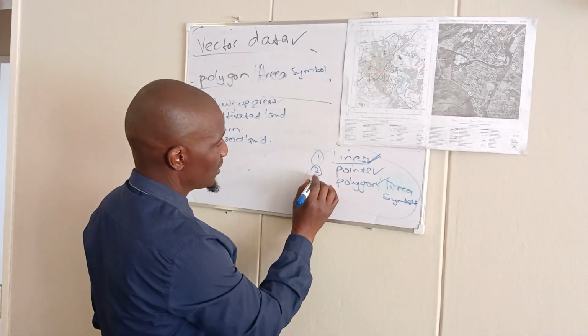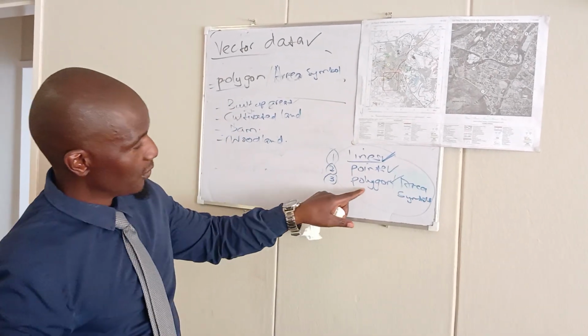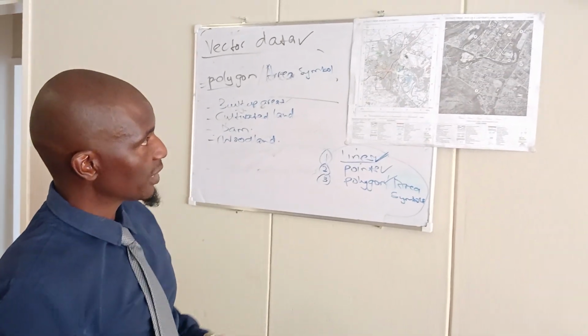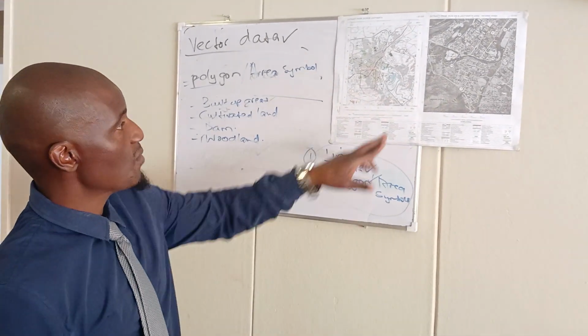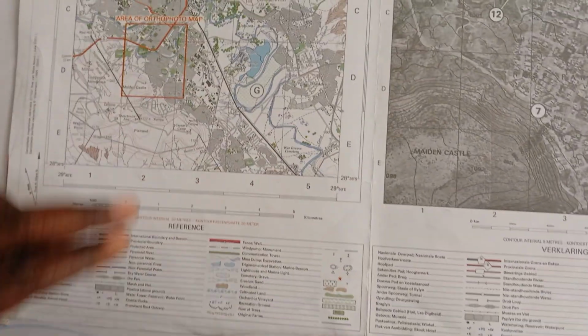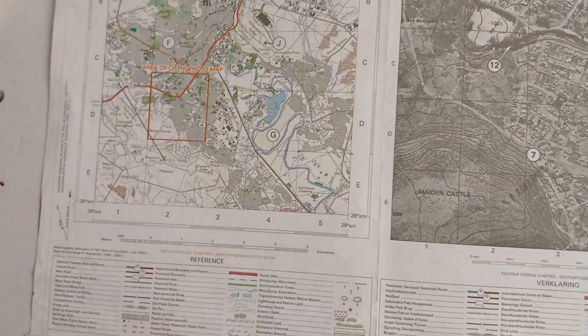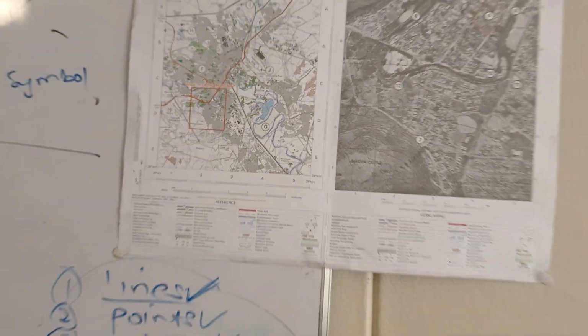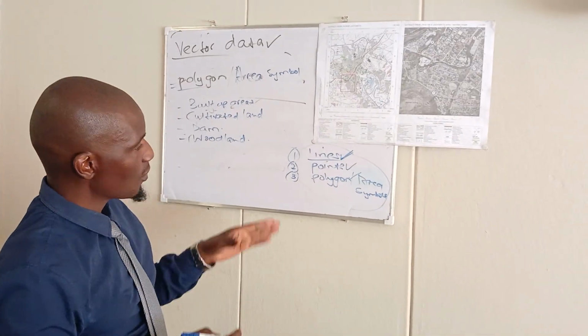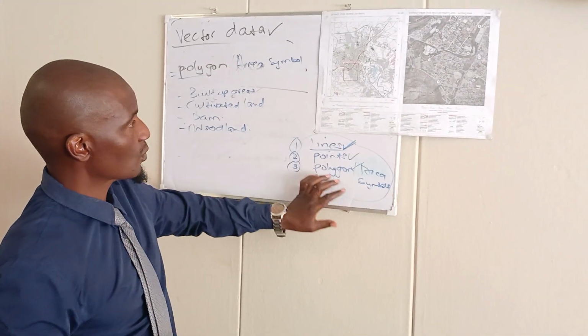Then number 3, which is our polygon. Polygon, now we're talking about the area symbols. Obviously, most of them you can see they are kind of buffered. You can see that is your cultivated area here in green. You can see the built-up area. We have got the residential area that can be the medium, high density, or even low density. Okay, so all those forms what we call the area symbols or the polygon.